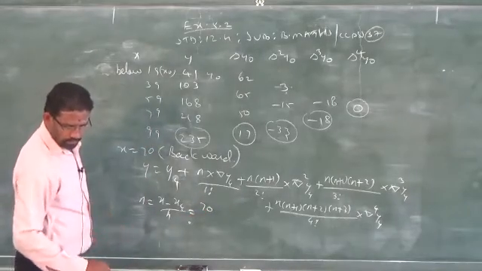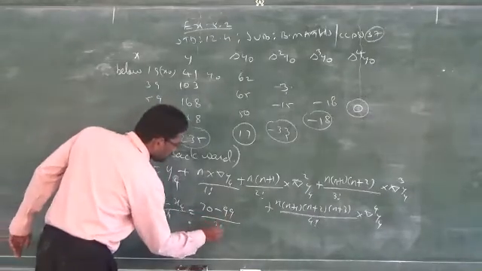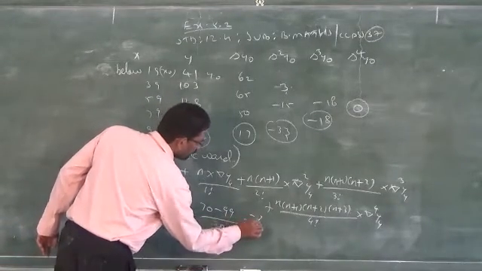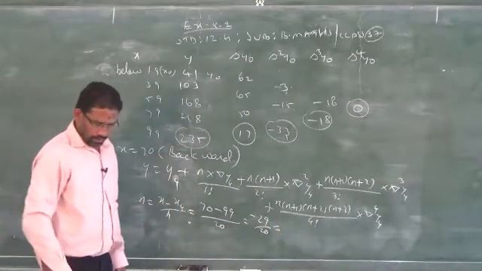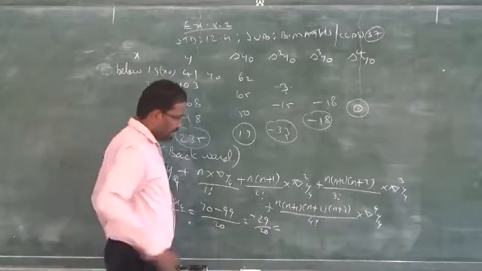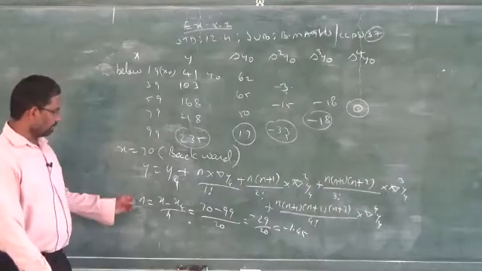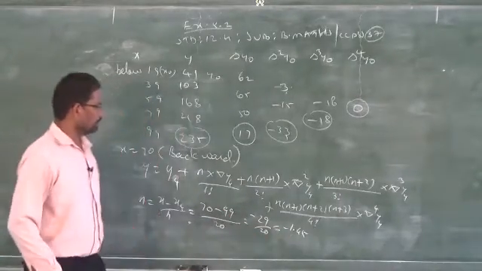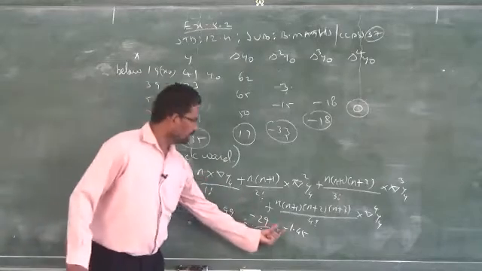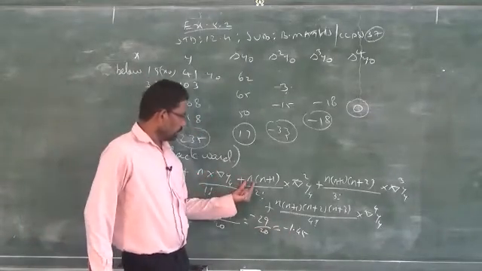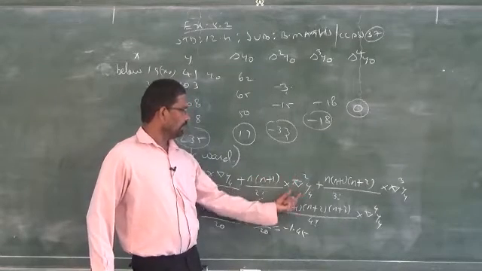So x is 70, it is given already. You are asked to find the value for x is 70, so 70 minus 99 by h. H is 20. Subtract: minus 29 by 20. When you subtract and divide, you will get n is equal to minus 1.45. Clear? So after finding n is equal to minus 1.45, you have to replace n by minus 1.45, minus 1.45 plus 1 by 2 factorial into this.